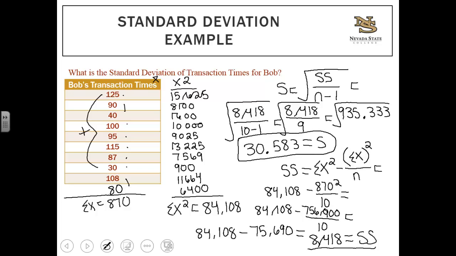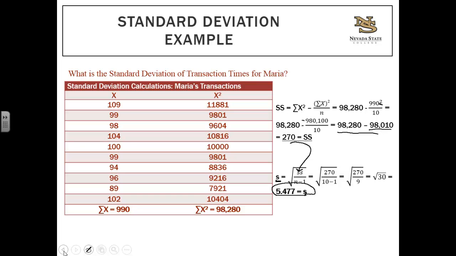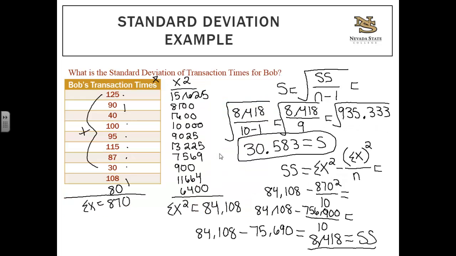Bob is not consistent. If you compare Bob and Maria's standard deviations, Bob's standard deviation is 5.6 times higher than Maria's. So Maria has far more consistent transaction time. Her mean is higher. Her overall time is higher, if you remember. But she would be easier to predict than Bob, who has very inconsistent transaction times. He's just all over the place.